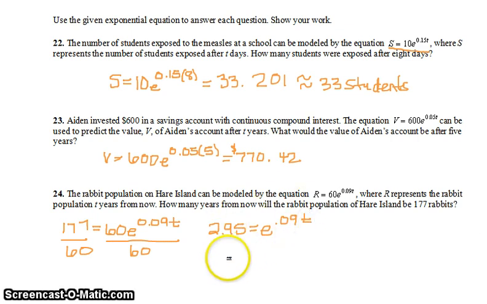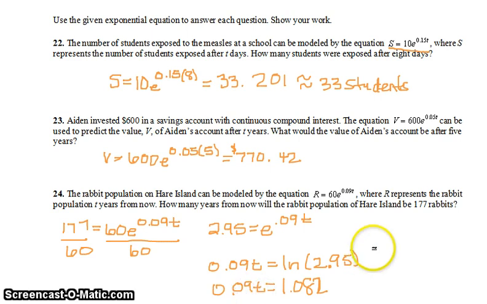Now this is an exponential form, so the exponent on e, I can write that as ln of 2.95. I can plug ln, again because it's an e, right into my calculator, so ln of 2.95 gives me a nice number of 1.082. And then I'm going to divide both sides by 0.09. If I divide both sides by 0.09, it turns out that it will take approximately 12 years for the rabbit population to go from 60 rabbits to 177 rabbits.